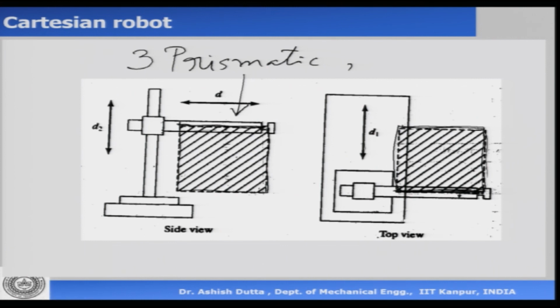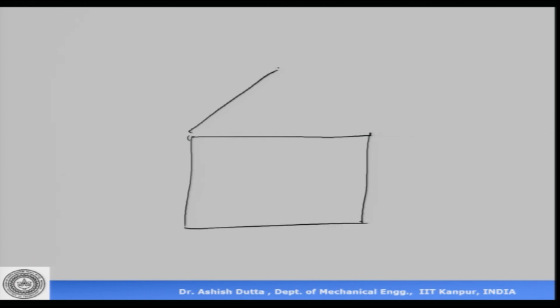So, if I combine this side view and the top view, what are we going to get? This is my side view, and in the top view it is something like this. Okay. So, what we are going to get is a cube or a cuboid, depending on the dimensions or the lengths of the prismatic axis.